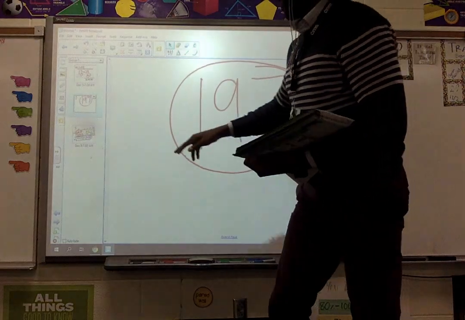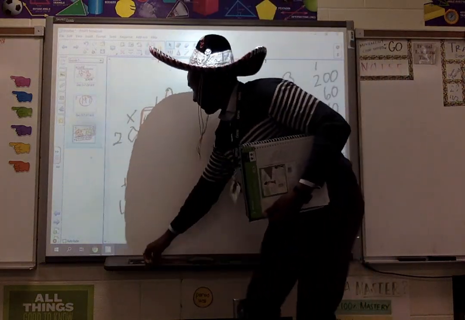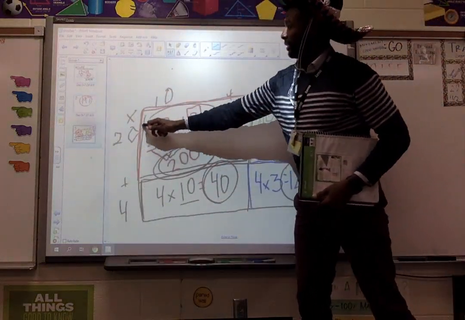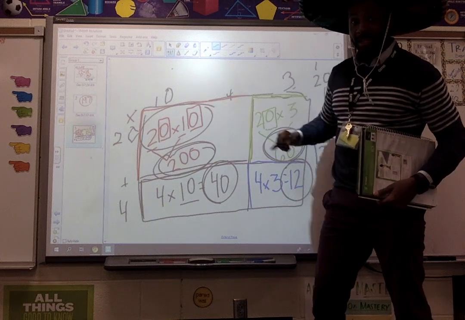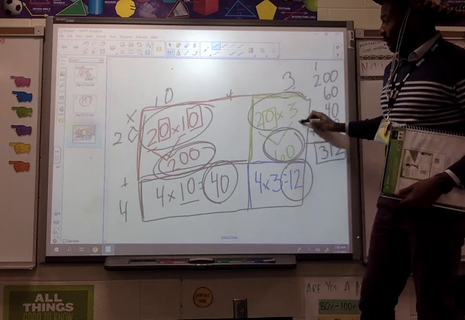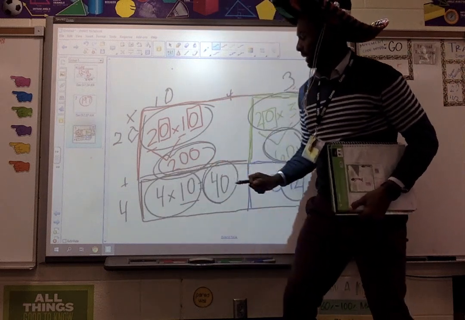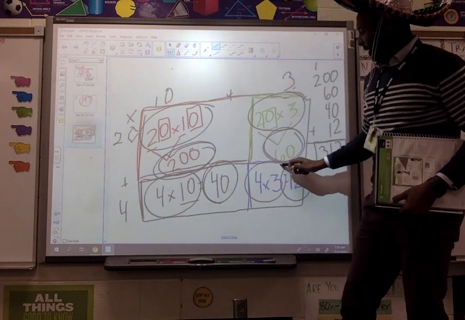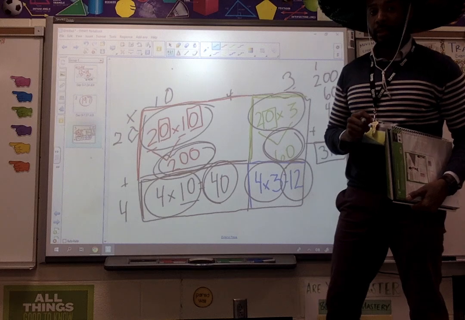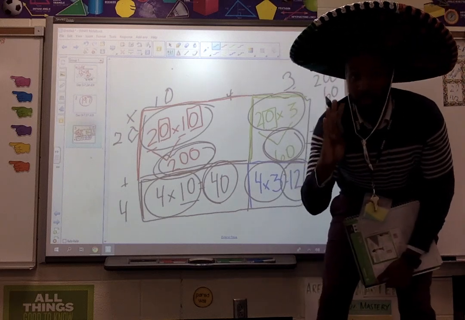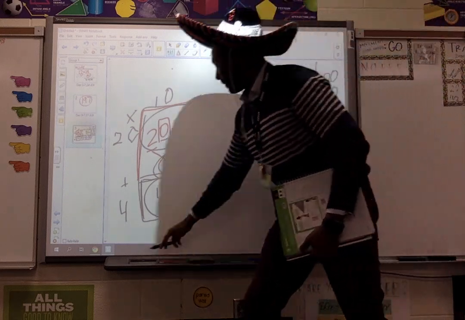Take a look. We could say that we used 20 times 10, 20 times 3, 4 times 10, and 4 times 3. Those are our 4 simple equations that we used.